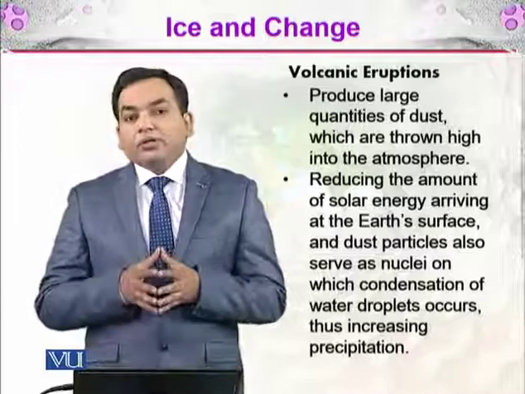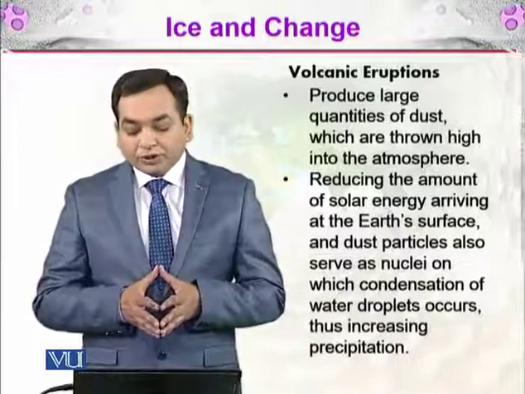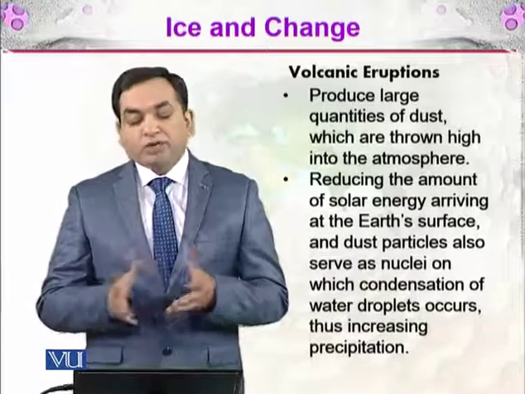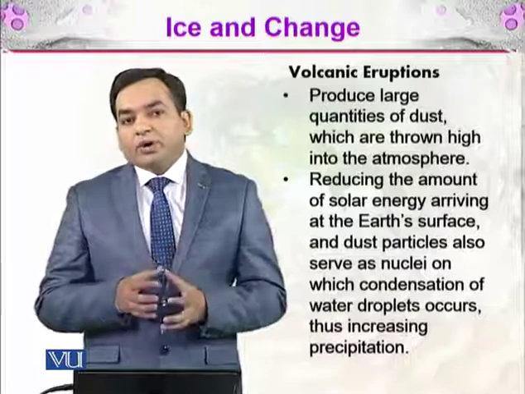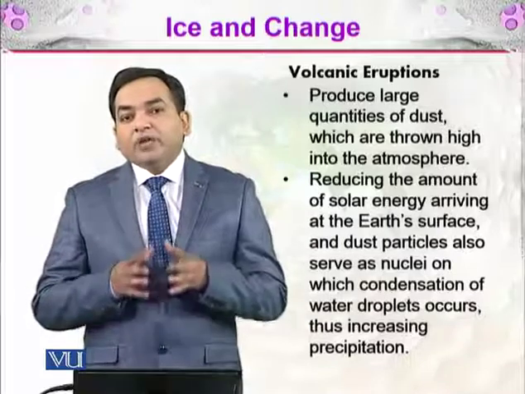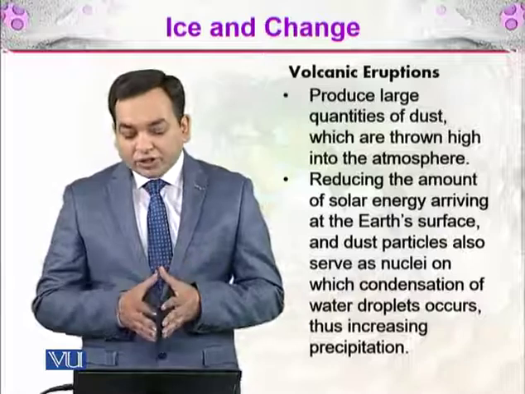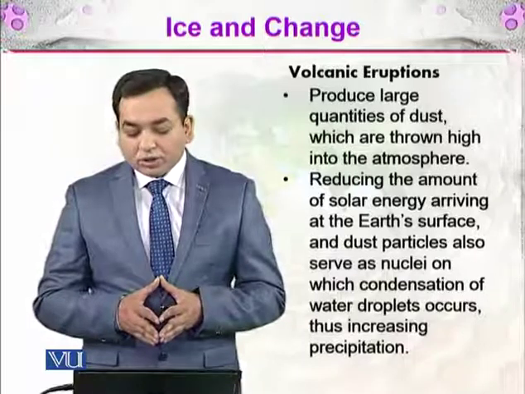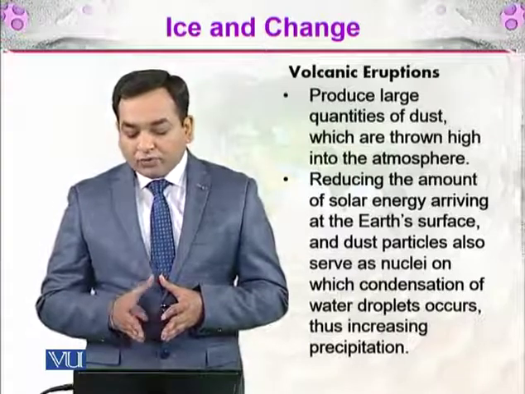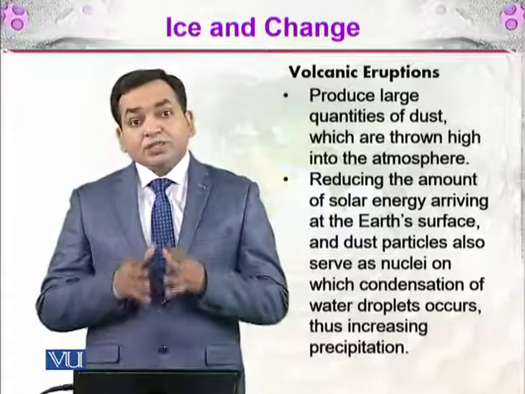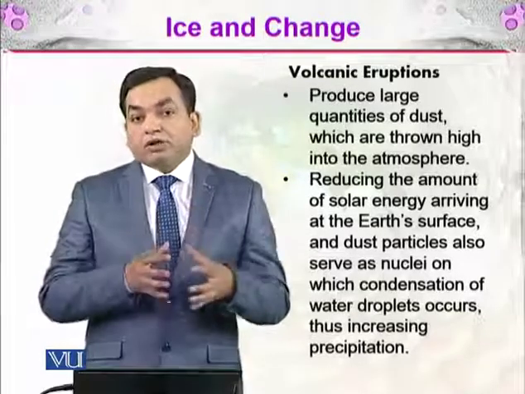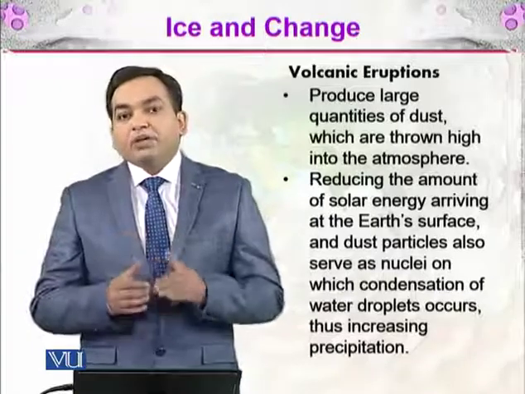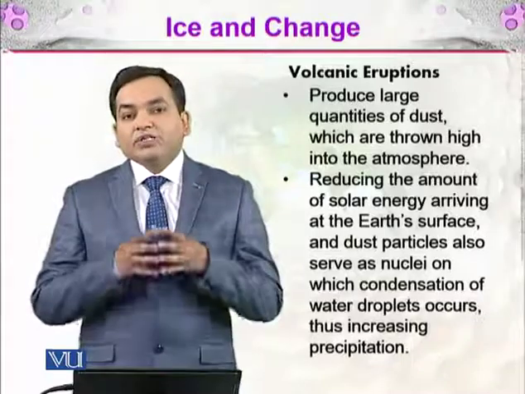Then there is another factor, which is volcanic eruptions. Volcanic eruptions produce a large quantity of dust which is thrown high into the atmosphere. When ash particles go into the atmosphere, they act as a reflecting agent, reducing the amount of solar energy arriving at the Earth's surface, and dust particles also serve as nuclei when condensation of water droplets occurs, thus increasing the precipitation. The energy from the sun is reflected back to the outer environment; it is not coming to the Earth.